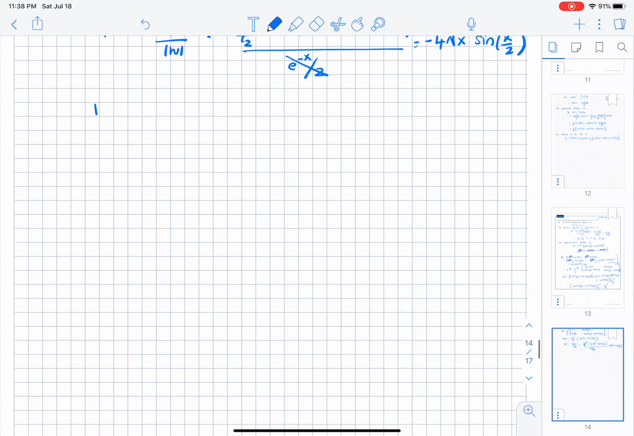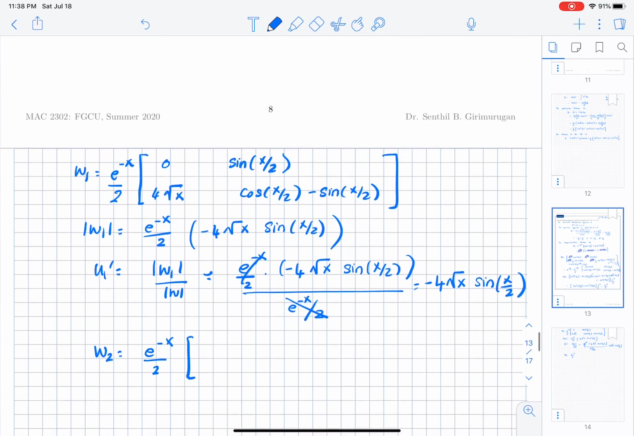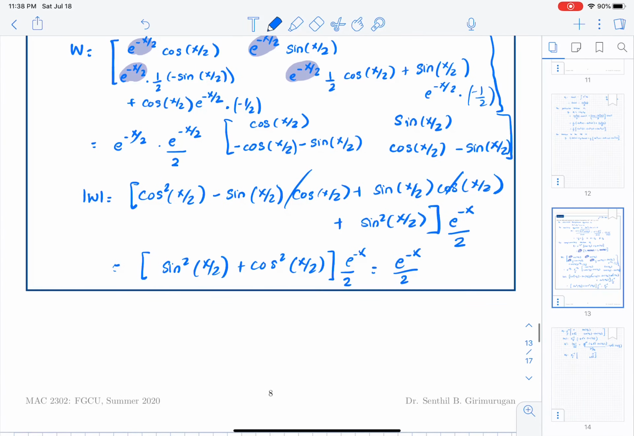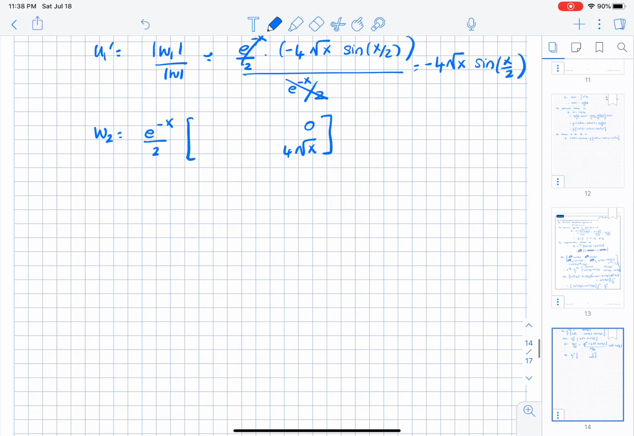Similarly, W2 would be e raised minus x over 2 multiplied by 0, 4 root x, and the derivative that we have here is minus cosine x over 2, minus sine x over 2, and cosine x over 2. So the determinant of W2 is 4 root x cosine x over 2 e raised minus x over 2.